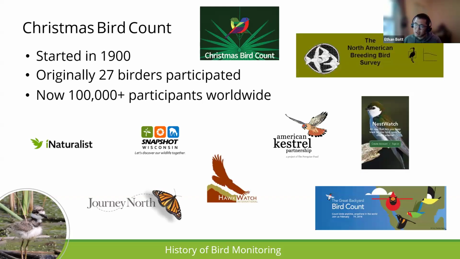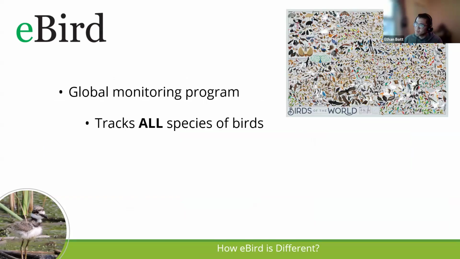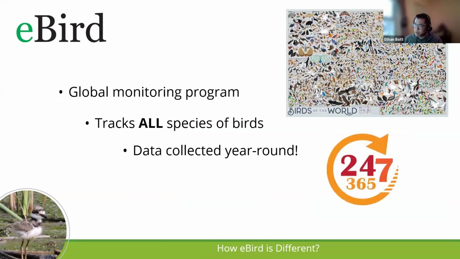Some of them you may have heard, some you may not have heard, but they all in some way collect bird data in some way, shape, or form. So there are a lot of programs out there doing that. But what makes eBird different? eBird is unique because it captures all birds in the world. There are a couple other programs out there that collect information on all birds of the world, but it's a global monitoring program. It tracks all species of birds.